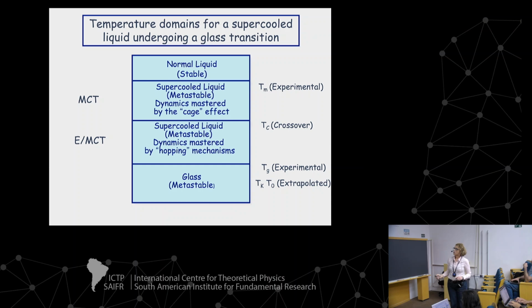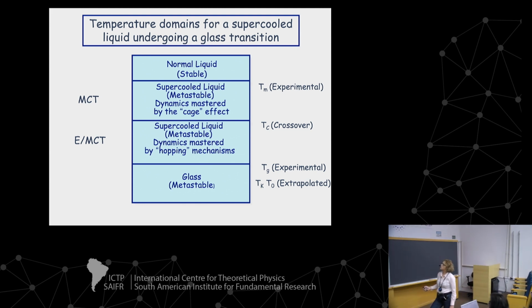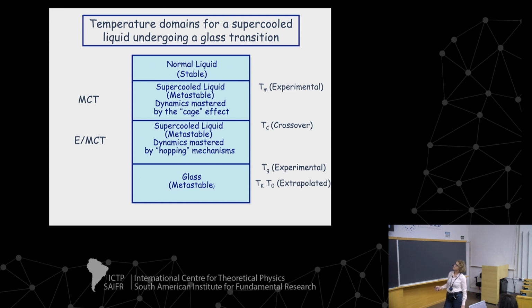So, below TC, when all cages are frozen, let me tell you, this is a stable state. The crystal is the stable state below Tm. This is a metastable state, but it's still ergodic. The system stays here long enough to explore the whole phase space. When cages are frozen, in principle, ergodicity is lost. But hopping processes restore ergodicity. So it's the hopping process that restores ergodicity below TC.